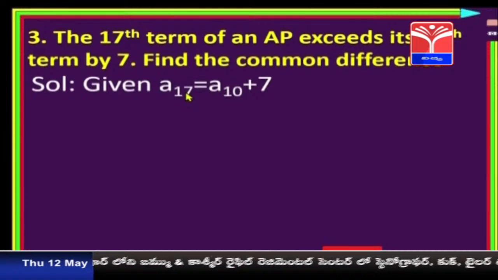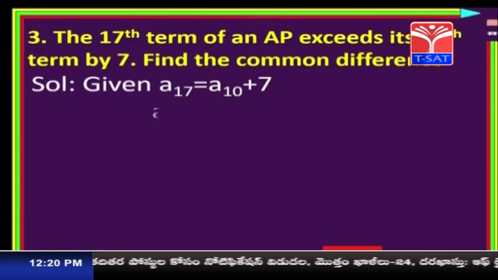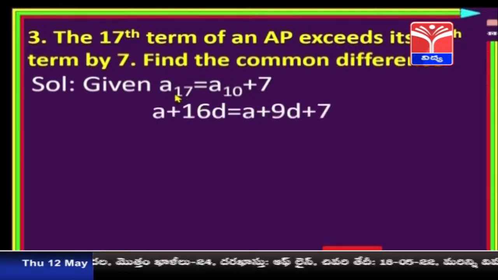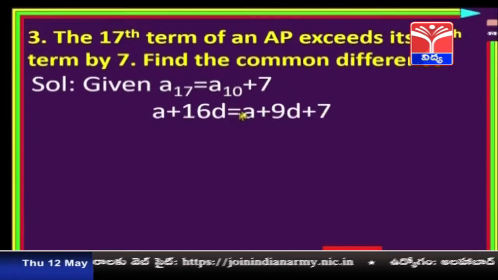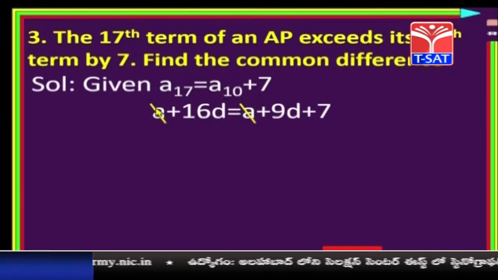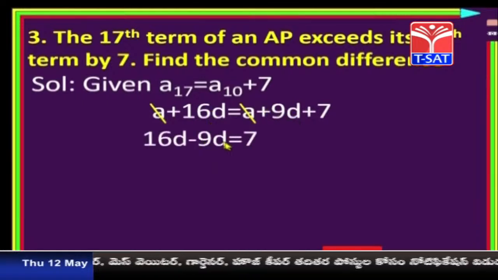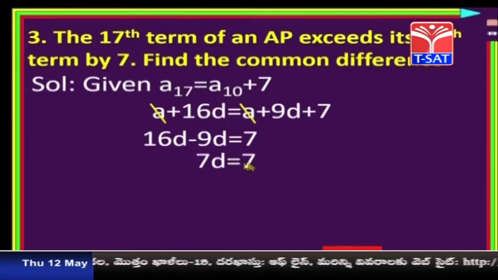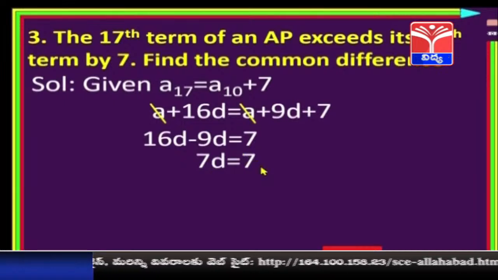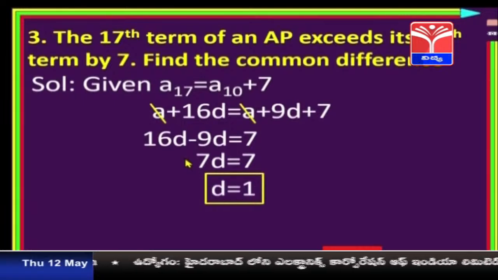Okay. Now, what is A17? That is a plus 16d. What is A10? A plus 9d. Substitute here, A17 is a plus 16d, A10 is a plus 9d plus 7. Here on both sides we have a, right, we can cancel it. Now, bring 9d to the left hand side, we will get 16d minus 9d is equal to 7. 16d minus 9d is 7d which is equal to 7. So, what is the value of d? d is equal to 7 by 7, right. So, 7 by 7 cancel, we will get d is equal to 1. So, this is one more problem. Okay. Let us see one more example.